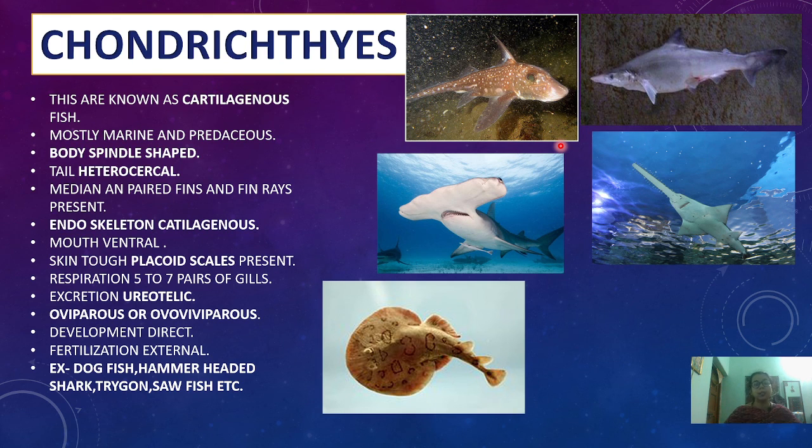And examples are very important. First is the dogfish, this is the dogfish. Next is the hammer-headed shark. Why is it called so? Because the shape is like a hammer. Next is the sawfish, the front region is like a saw. Ratfish, because the front part looks like a rat, and this is the torpedo and trygon fish. So many examples are there: trygon, shark, whale shark, all this category belongs to the class Chondrichthyes.